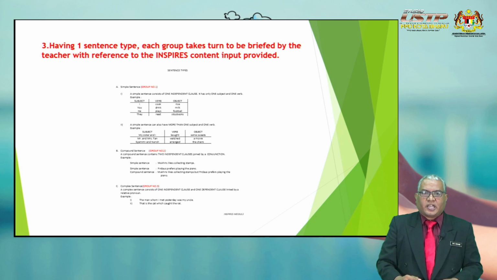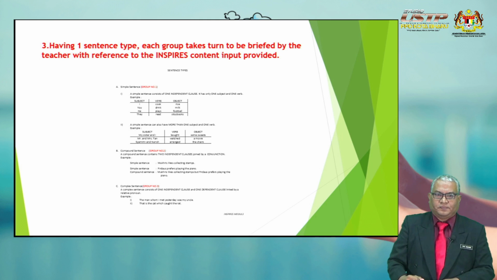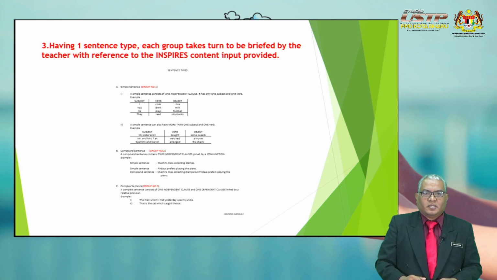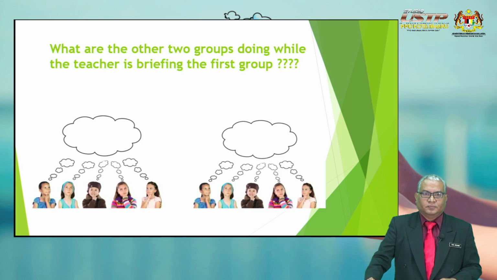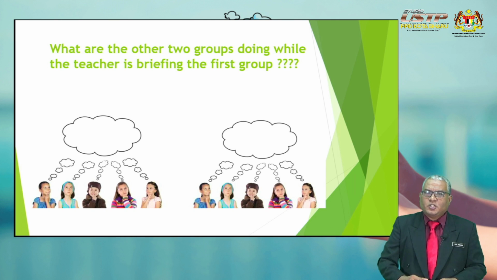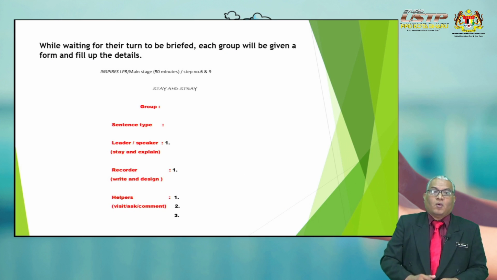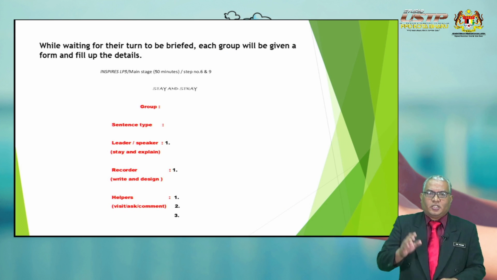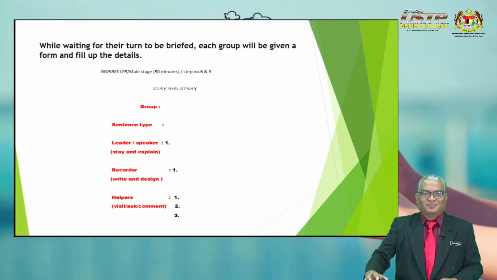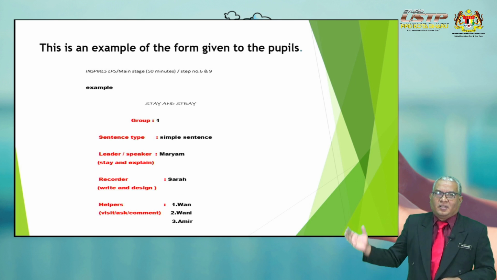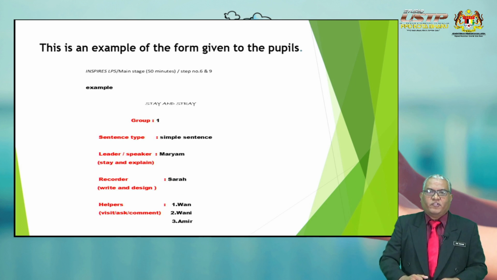Having one sentence type, each group takes turns to be briefed by the teacher with reference to the Inspire content input provided. These are the examples. What are the other two groups doing while the teacher is briefing the first group? While waiting for their turn to be briefed, each group will be given a form and fill in the details. This is an example of the form given to the pupils.